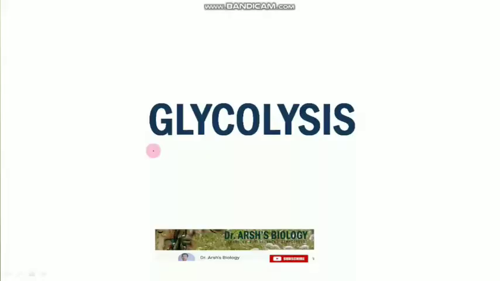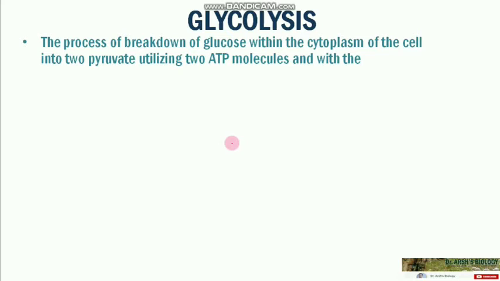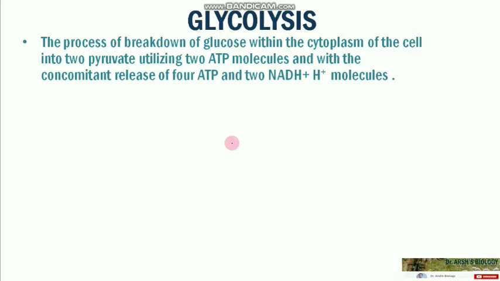It is better to brief the entire process of glycolysis first, before going into details of the individual steps in glycolysis. So let us see what is happening within the glycolysis. Glycolysis is the process of breakdown of glucose within the cytoplasm of the cell into 2 pyruvate, utilizing 2 ATP molecules and with the concomitant release of 4 ATP and 2 NADH + H+ molecules.